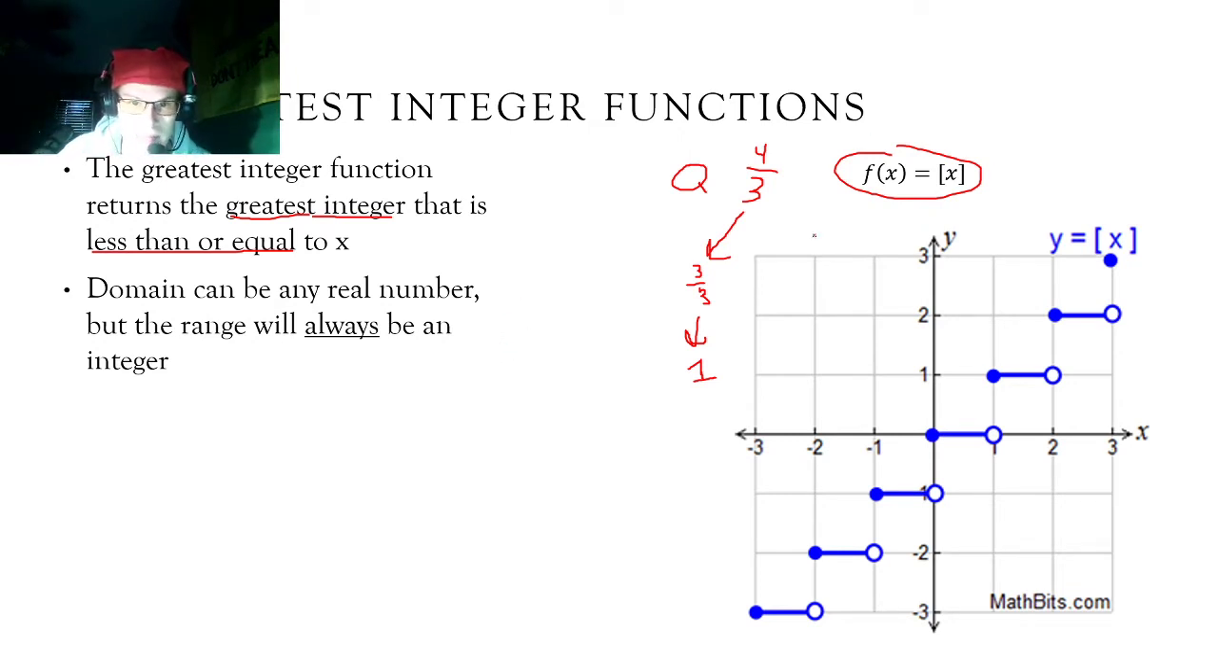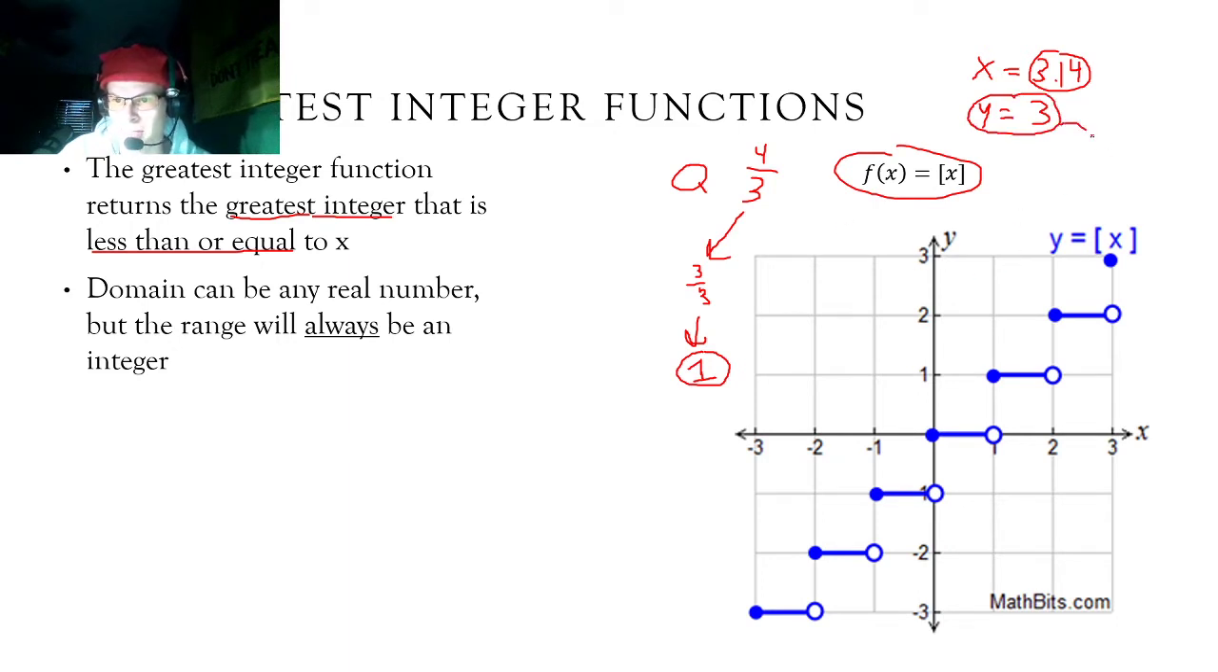So that's what the greatest integer function represents. Your domain can be any real number, but the range will always be an integer. You'll always get an integer for the greatest integer function. So let's say for this function, x equaled 3.14, the pi number. What you would get for y or f of x would be 3, because that is the next integer that is less than this number, okay? So y will always be an integer for the greatest integer function, all right?